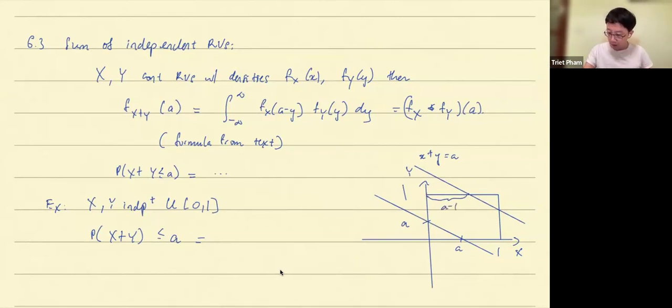Of course, right here this is a bigger than 1, and this is a less than 1. And so this part is a minus 1, the whole length is 1. So therefore, this part is 1 minus that, which is 2 minus a.